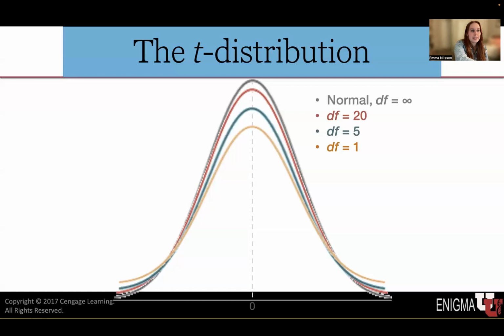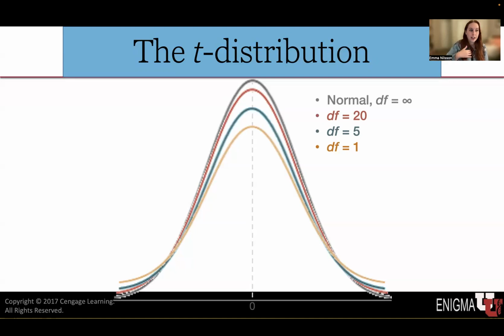The reason for this is, in general, t distributions are going to have more extreme values than z distributions. Because there's more variability, like we were just talking about, and because we used the standard deviation of the sample to estimate that denominator value. Essentially what that means is that the tails of the t distributions are going to be elevated relative to a z distribution or a normal distribution.